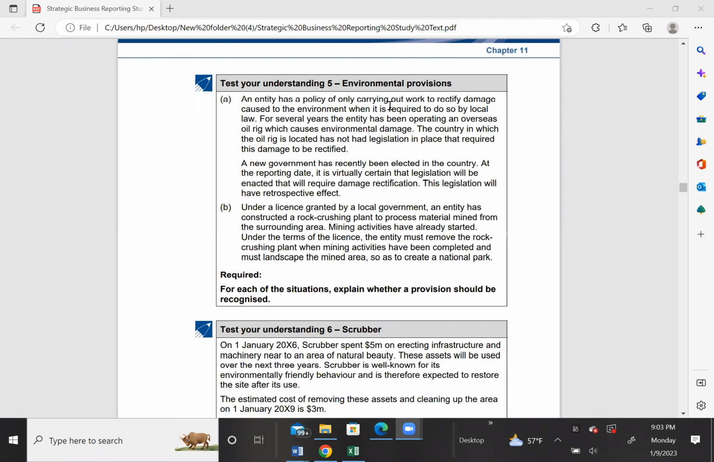So it is required by the law. It is required by the local government. So it is a present obligation. It will involve a cost, and there is a past event because the crushing has already started, mining has already started. So a provision should be recognized in this case.